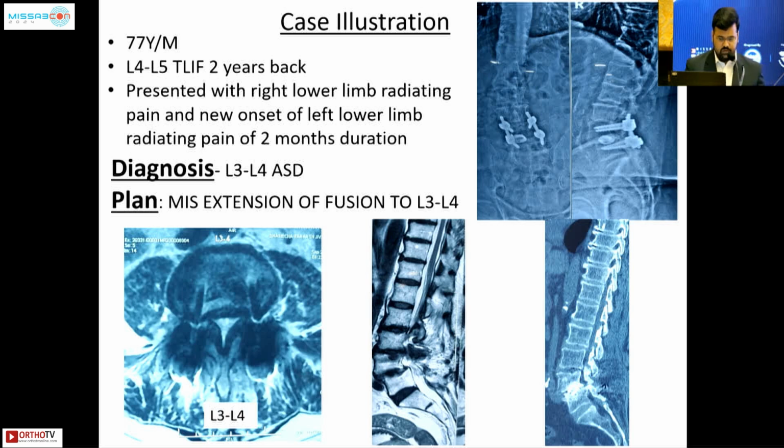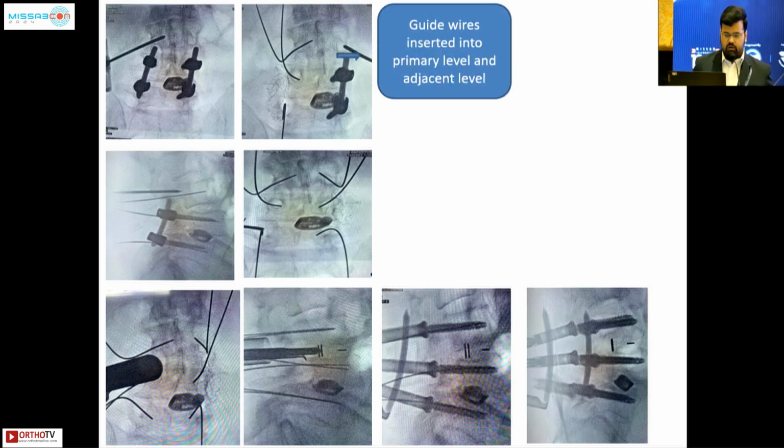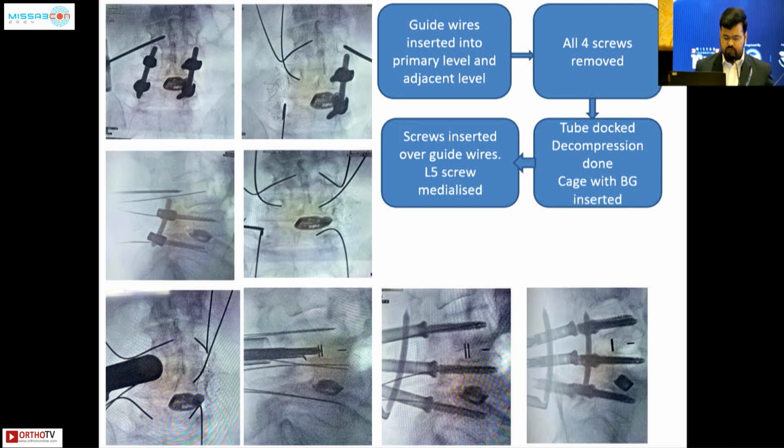So this is a case of a 77-year-old male who underwent L4, L5 TLIF 2 years back, now presents with lower limb radiating pains of 2 months duration. As you can see on the MRI, a diagnosis of L3, L4 ASD is made. Plan is to do the extension of fusion to L3, L4, including the previous level in the construct. So this is the intraoperative image showing first the implant removal was done. Then by using percutaneous guide wires, which were inserted into both primary level and adjacent level, here we got an opportunity to medialize the previous right S1 screw, which was neutral.